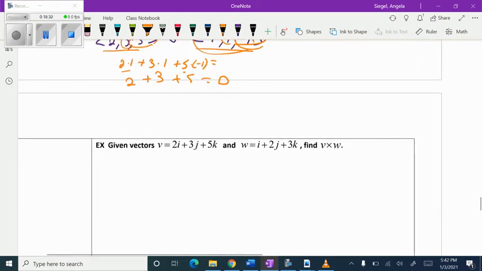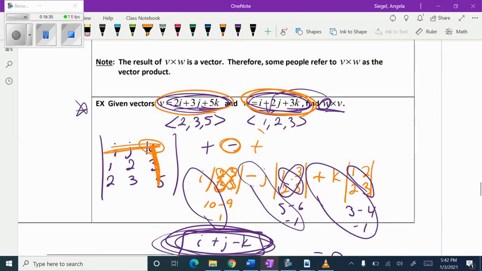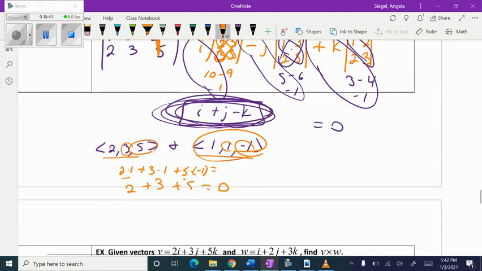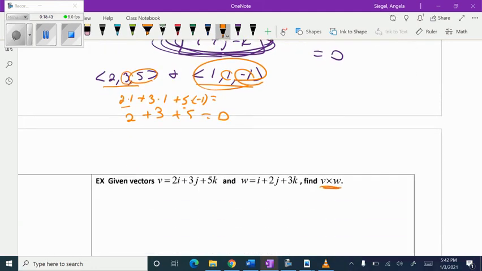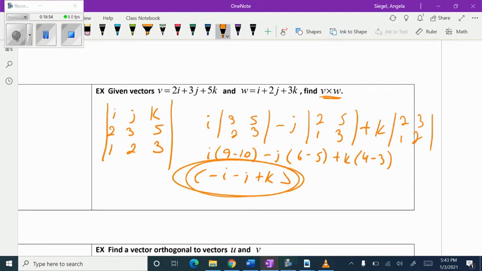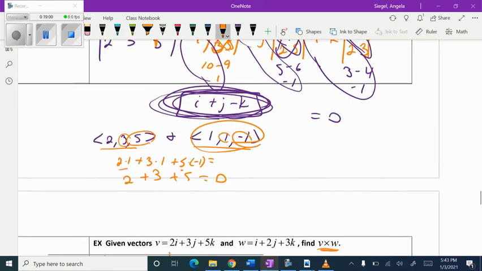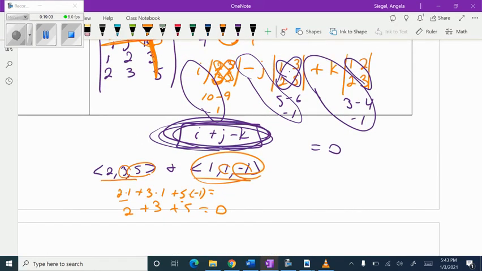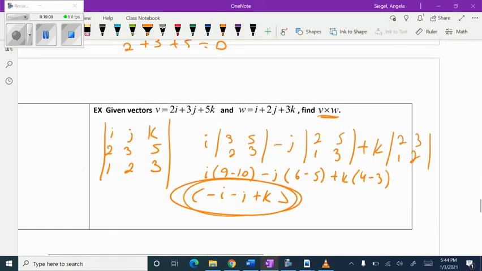Now notice the difference: direction counts. I did the cross product of W and V. I want you to do the cross product of V and W, so go ahead and do that on your own for practice. It's pretty easy once you get the hang of it. Here's my answer: it's -I and then -J plus K, and the other one was +I plus J minus K, so they end up being opposites of each other. And again, this one is orthogonal to each of the vectors.